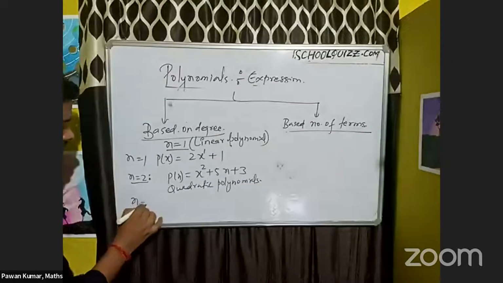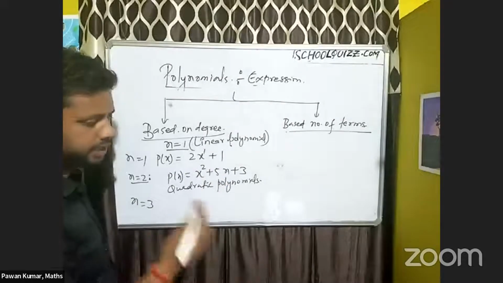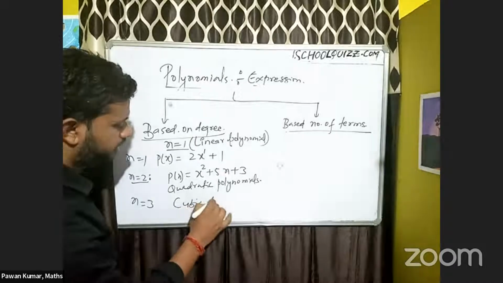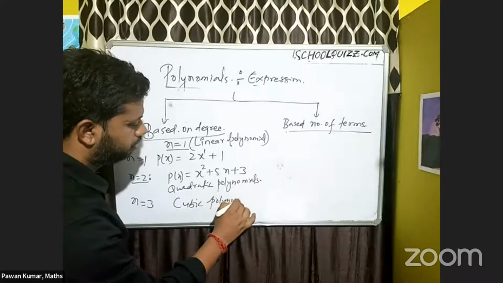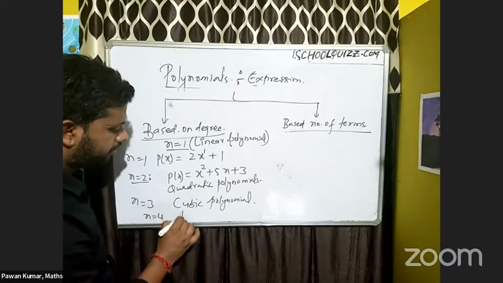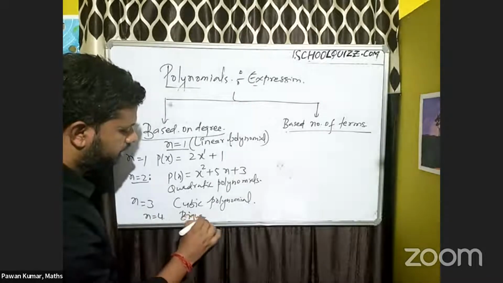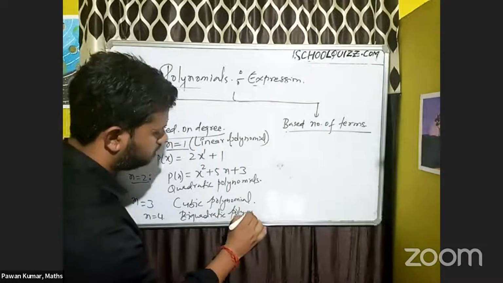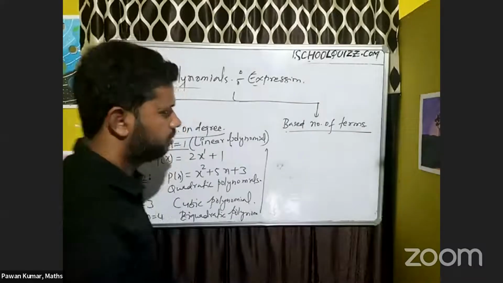Similarly, when n equals 3, the highest degree term will be 3. So that is called a cubic polynomial. Then similarly, n equals 4, we can get it as a biquadratic polynomial. Biquadratic, okay, polynomials. And similarly, based on terms, how can we write?